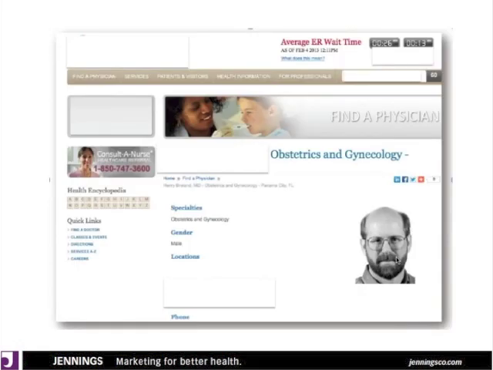Unfortunately, most hospitals use something like this to profile their physicians. This is from a real Find a Physician page for a hospital, but this is a real OBGYN. I mean, this is the headshot of their OBGYN, black and white. It looks like a prison shot. And this is no way to connect with people, to engage them.